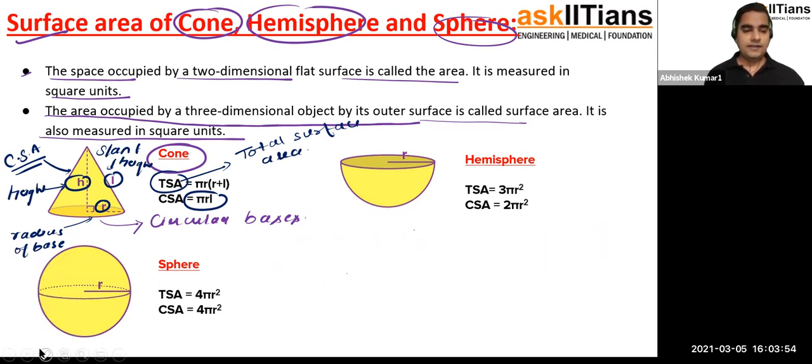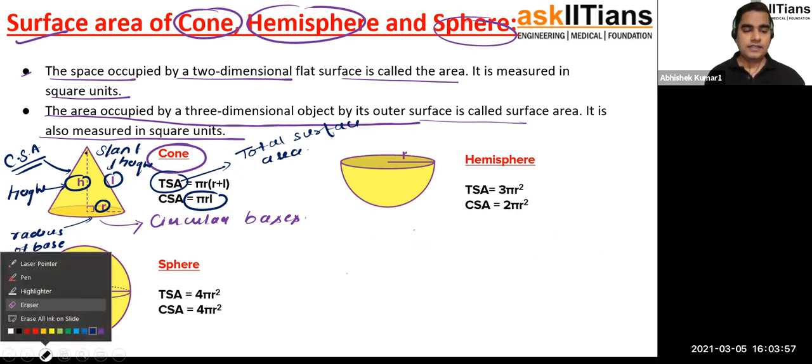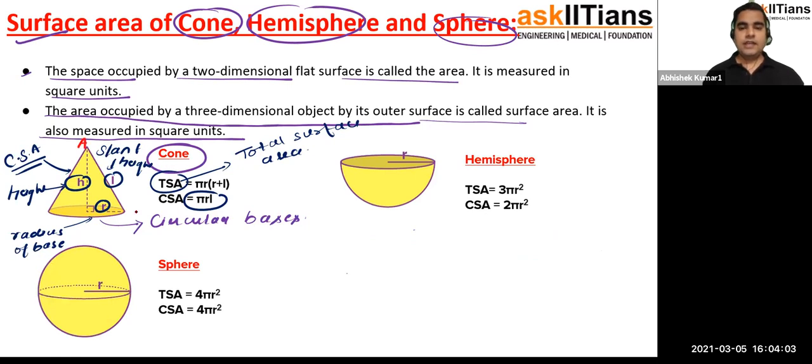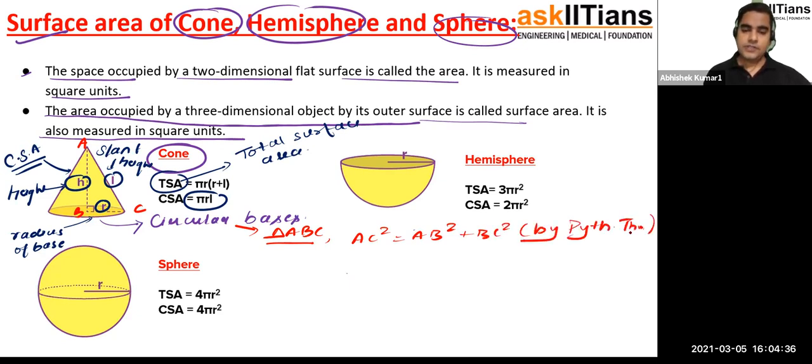If I consider this triangle, let's say I am going to call this A, this B and this C. Then if you observe this ABC, it is actually a right triangle, right or not? And we know that whenever we are talking about a right triangle, the Pythagoras theorem is very easily applicable. So in triangle ABC, if you use Pythagoras theorem, you can say that AC square will be equal to AB square plus BC square, by Pythagoras theorem.